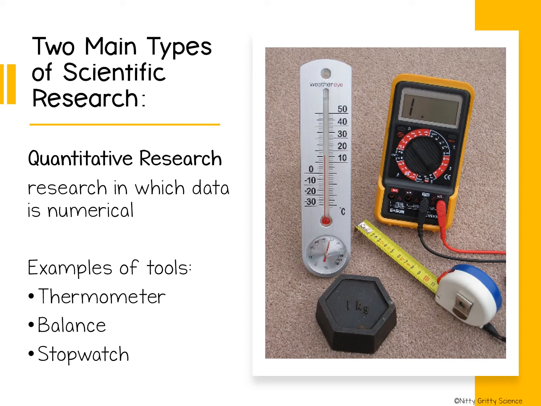Scientific research collects two forms of data. When data is collected using numbers or measurements, this is called quantitative data. Scientists worldwide use an international system of measurements based on a metric system. Tools that collect quantitative data include a thermometer for measuring temperature, a balance to measure mass, or a stopwatch to measure time.